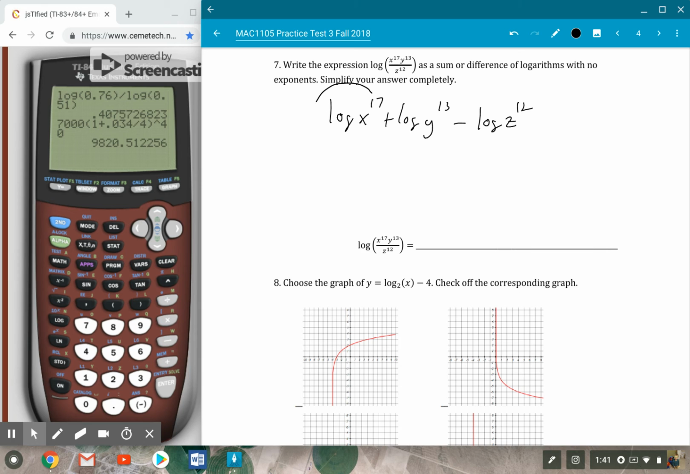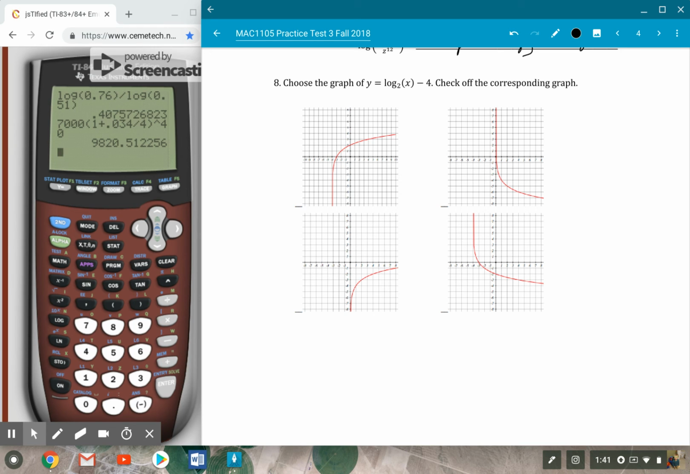And now the final step is I can bring these exponents down out front. And so my final answer will be 17 log of x plus 13 log of y minus 12 log of z. And that's as simplified as that can go.